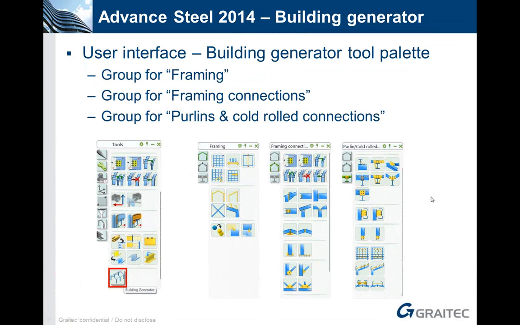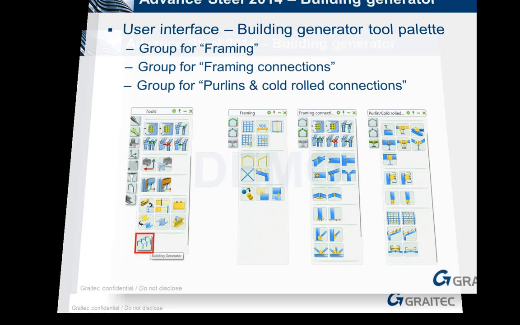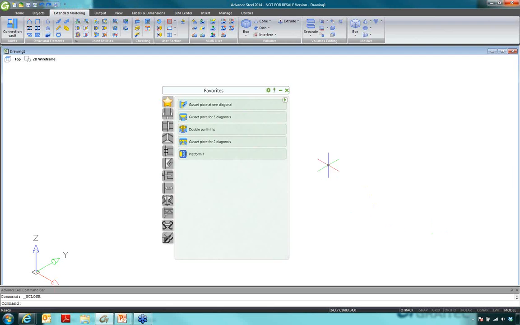Concerning the tool palette, we created a new tool palette for building creation. Many of our users are using Advance Steel for commercial buildings, industrial buildings, and there was a request to have all the main commands in a unique tool palette to speed up the modeling phase. So this is what we did with this palette, where we have 3 groups. We have one group for the framing, for the grids, the portal frame, and so on. We have another group for all the connections, and we have a third group for all purlins and core wall connections and components. Let me show you where to find this tool palette.